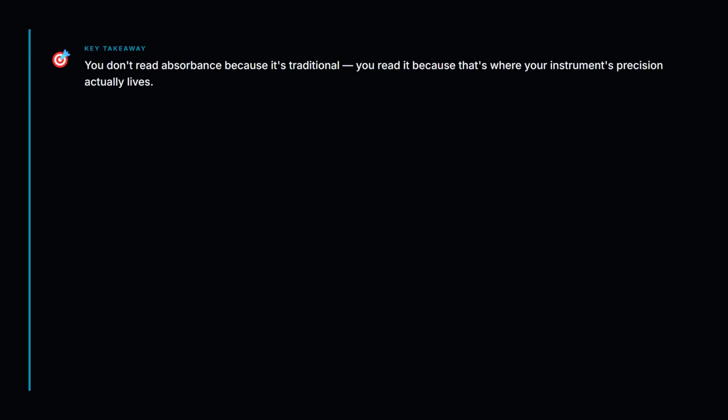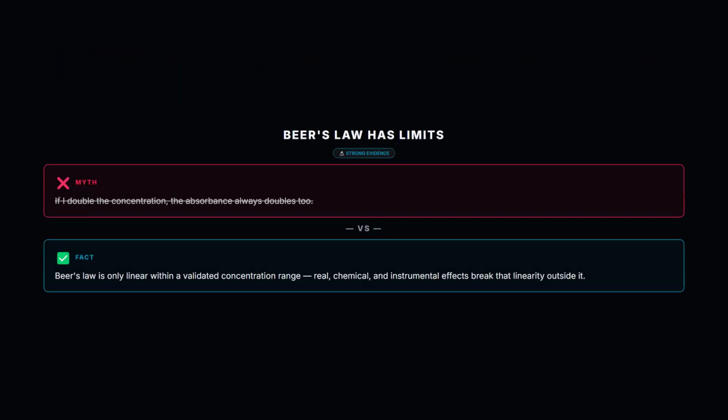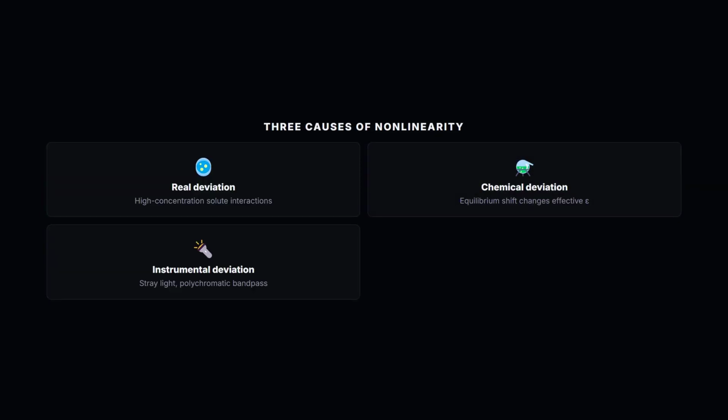Here's a dangerous assumption worth killing early. Doubling concentration always doubles absorbance. That's only true within a limited, validated range. Push far enough in either direction and Beer's law quietly stops holding. Deviations from linearity fall into 3 buckets. Real deviations, where the chemistry itself changes at high concentration. Chemical deviations, where the absorbing species shifts equilibrium, dissociating, associating, or forming new complexes. And instrumental deviations, largely driven by stray light and non-monochromatic light in your optical path.